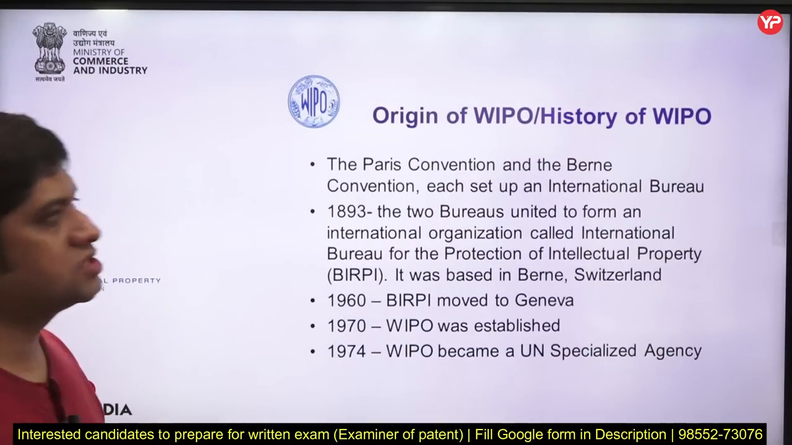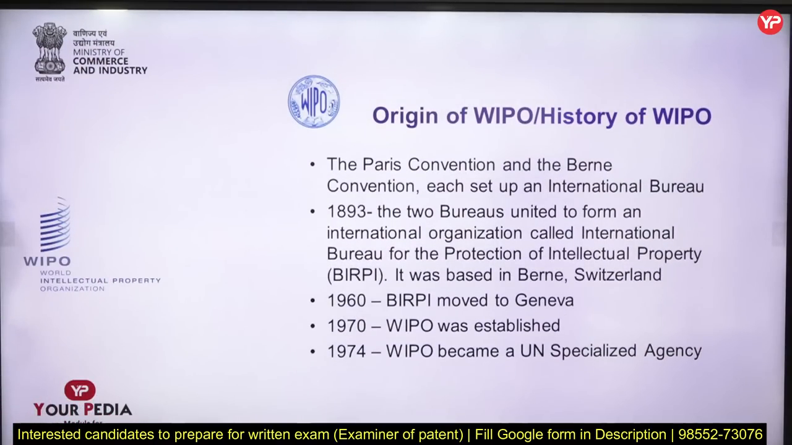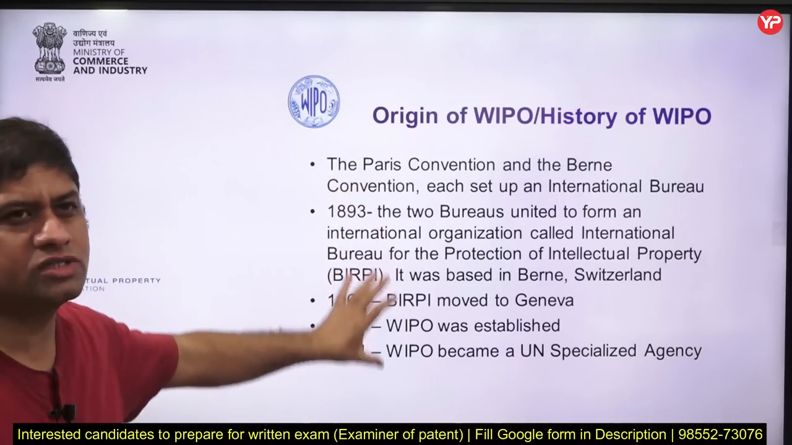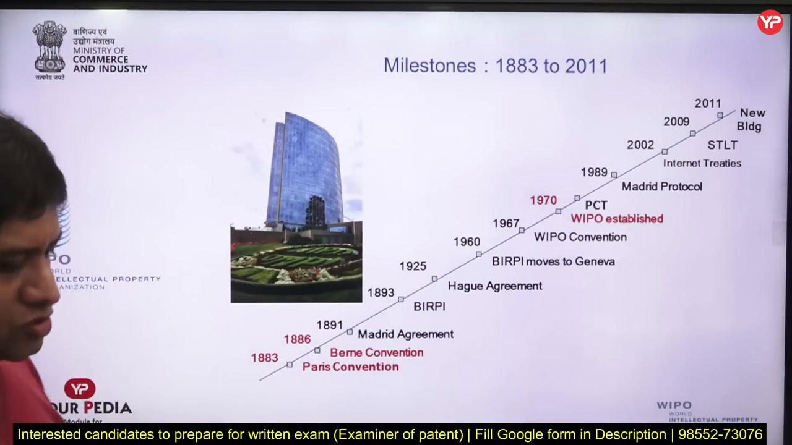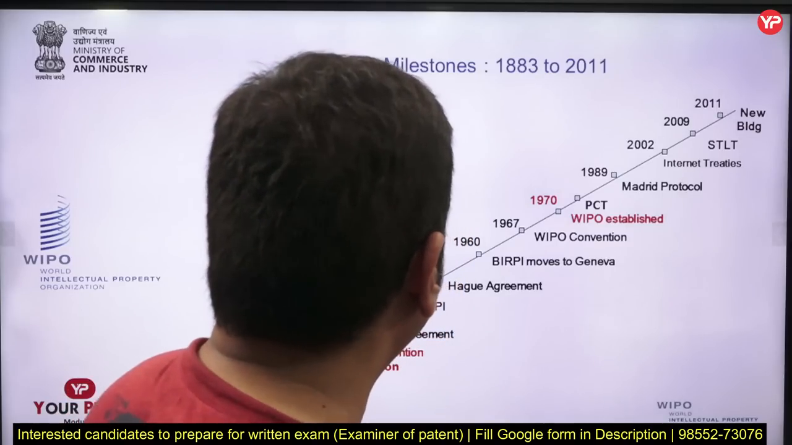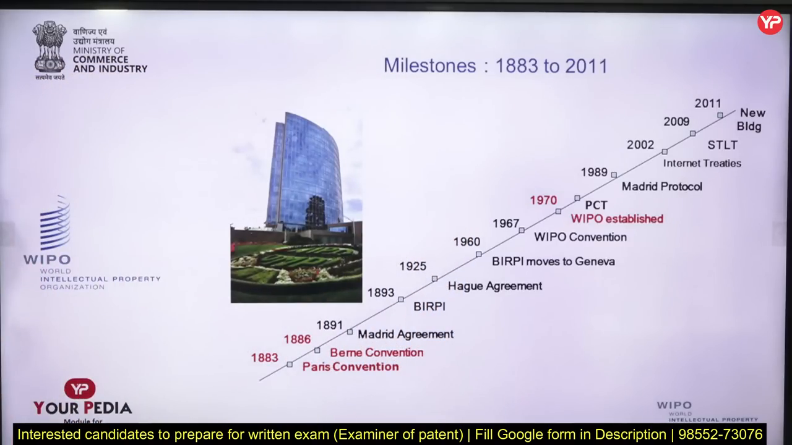Okay, so this is again the summary: the Paris Convention, the Bern Convention, when BIRPI was created, when BIRPI became WIPO, and when WIPO became a specialized agency. Same thing, another slide I have added, and this is some kind of milestone. The most important is 1970, when WIPO was established, based on the Bern and Paris Conventions.